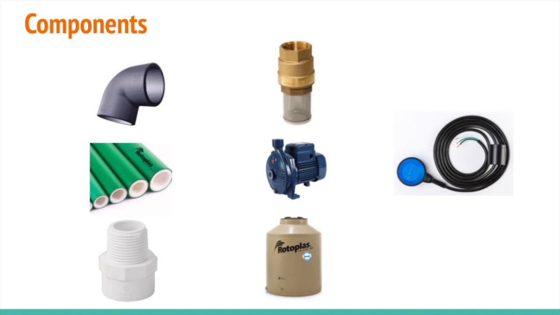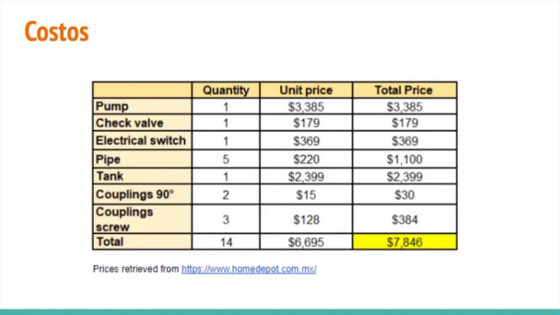In this slide, you can see the different components required for the system. You can see the couplings, the pipes, the check valve, the pump, the tank, and also the electrical switch. As we can see in this slide, we have a table that shows the cost and the total cost of the system that we saw in the previous slide.